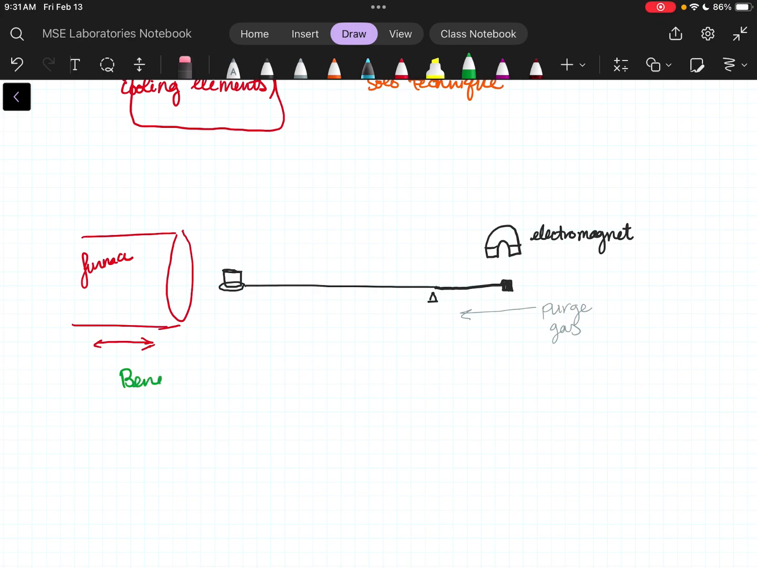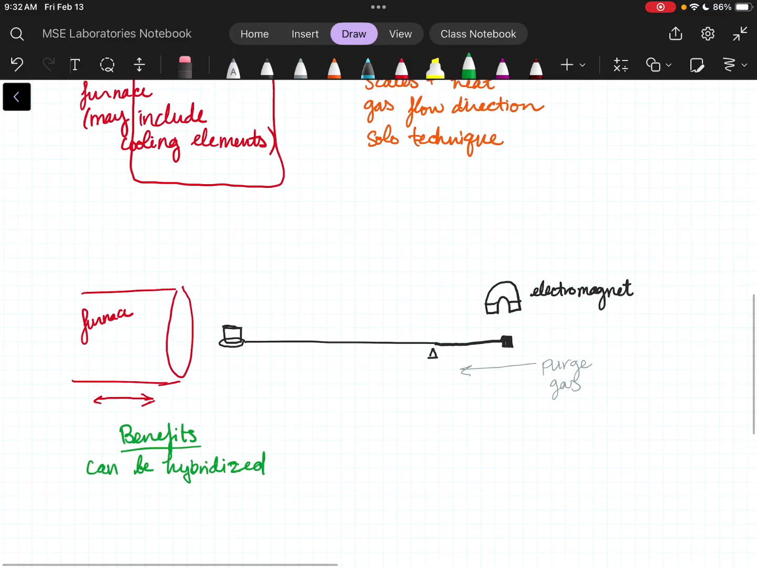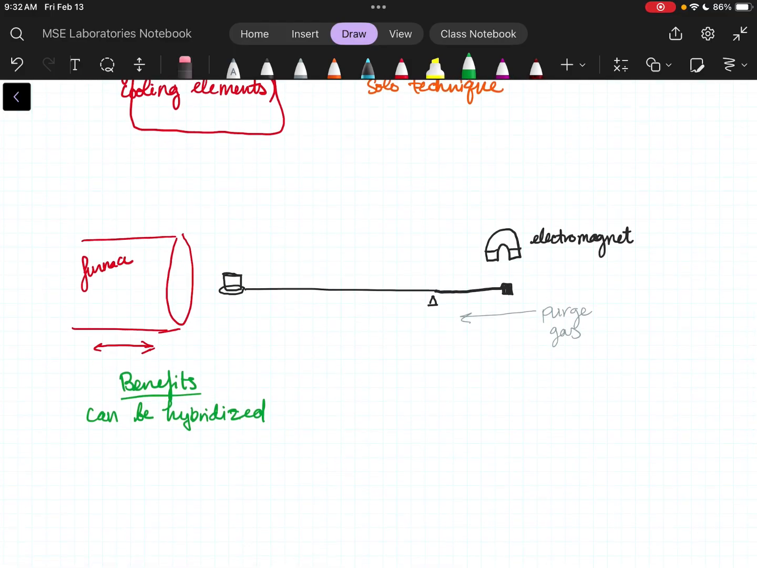And what's nice about this option is I can stick the furnace over here, and now the furnace can move this direction. So we are now in the horizontal instead of the vertical plane. I can have a gas flowing this direction, and I don't have gravity considerations. There are some weight considerations, which I'll talk about in a second.